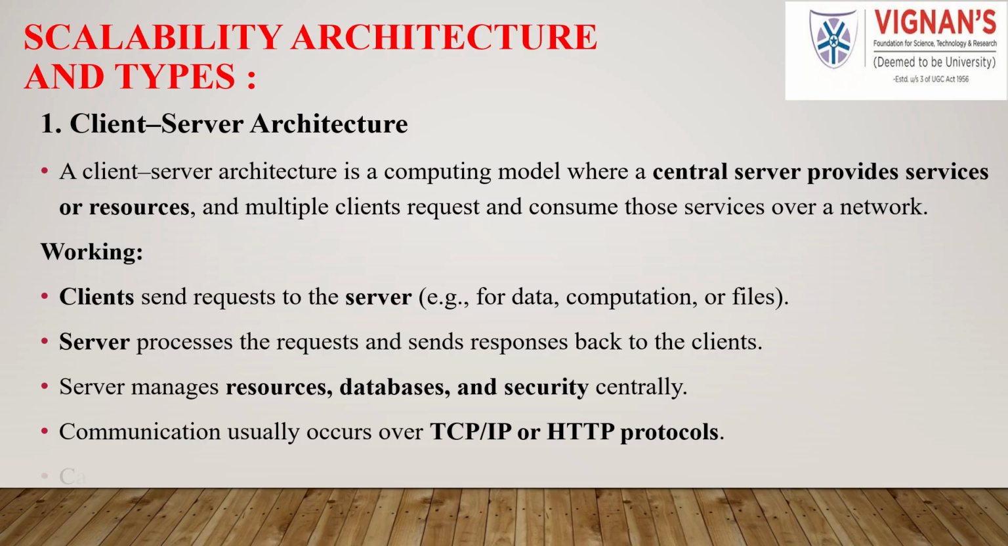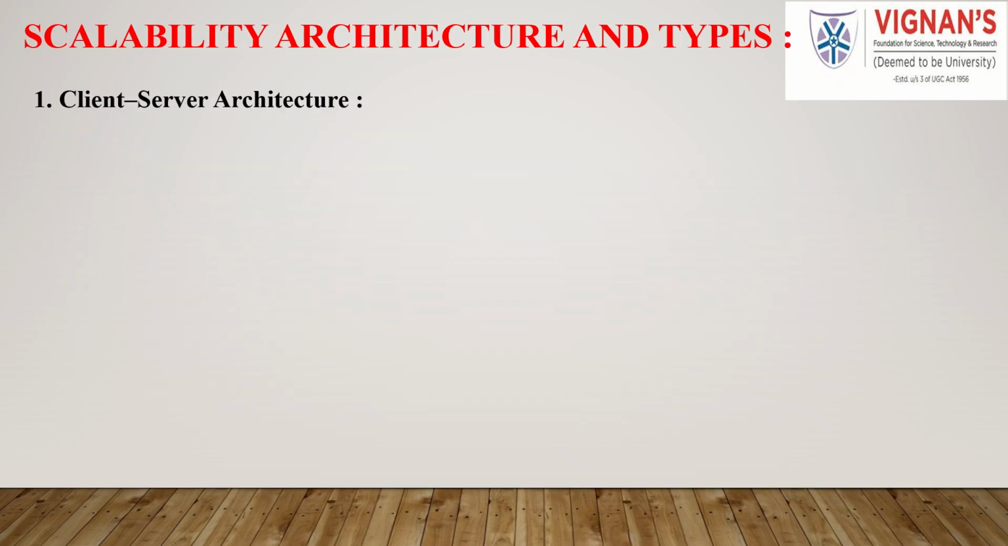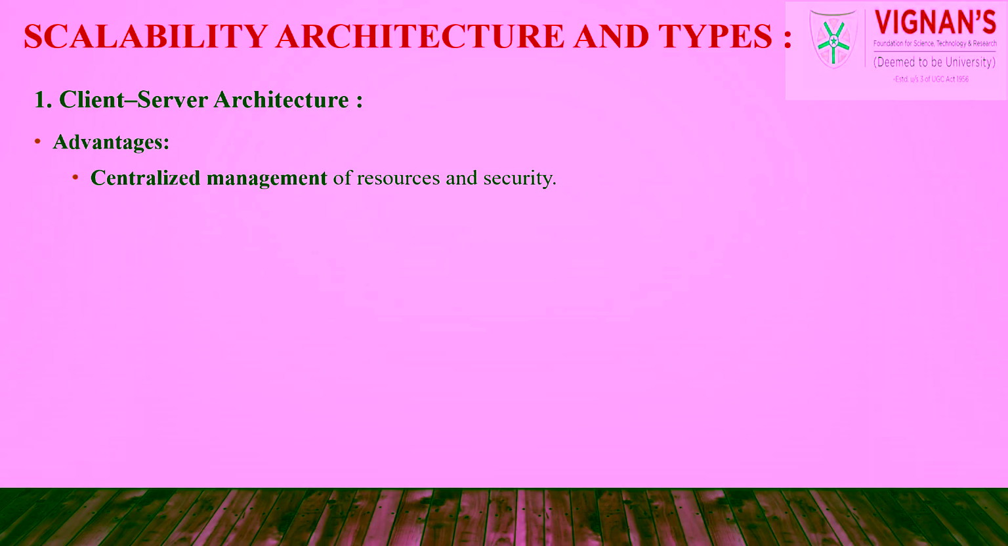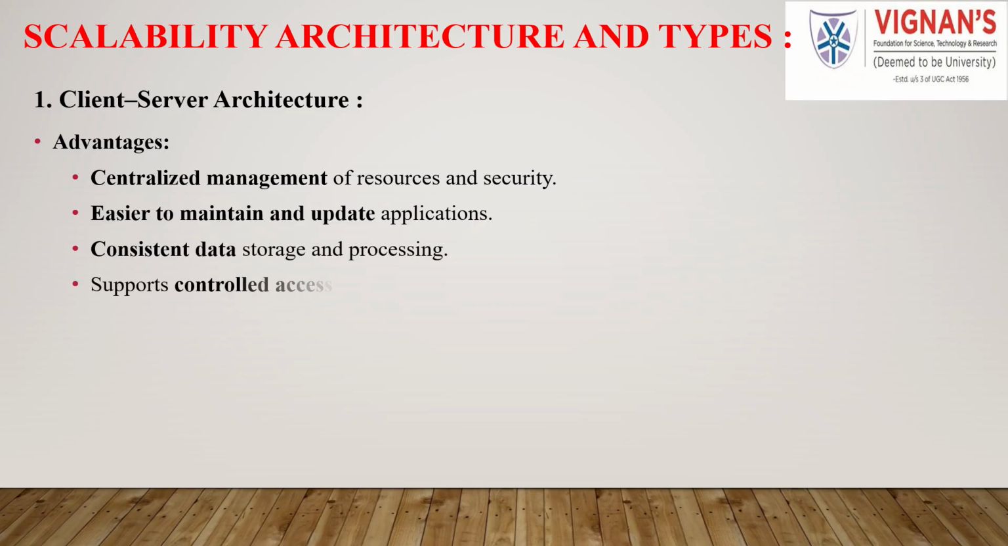This architecture can be scaled by adding more servers, which is called horizontal scaling, or by upgrading the server's hardware, known as vertical scaling. The advantages of client-server architecture include centralized management of resources and security. It is easier to maintain and update applications. Data storage and processing remain consistent across the system. Additionally, it supports controlled access for clients.